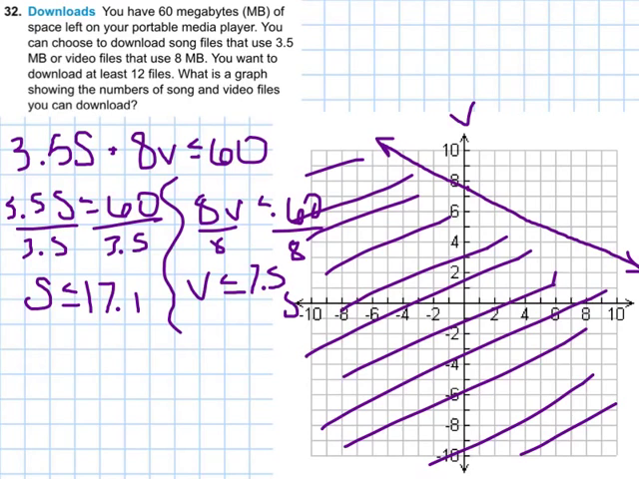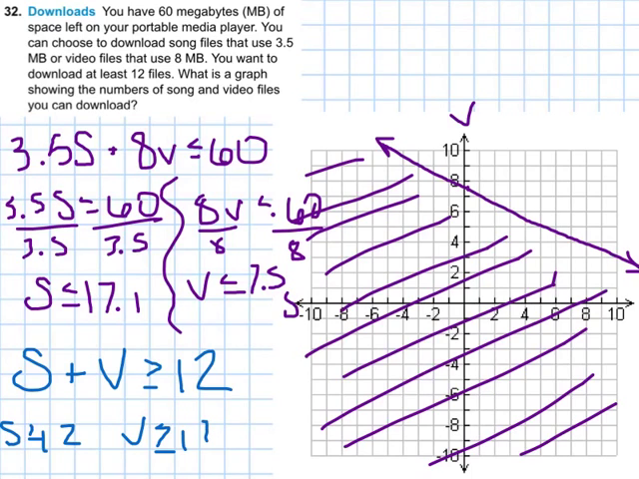Next, it says that you want to download at least 12 files. So that means that when we take S plus V, it should be at least, and at least means more than or equal to, 12 files. If we use our intersections, S is greater than or equal to 12, and V is greater than or equal to 12. Again, we'll estimate about there and there. It's going to be a solid line.